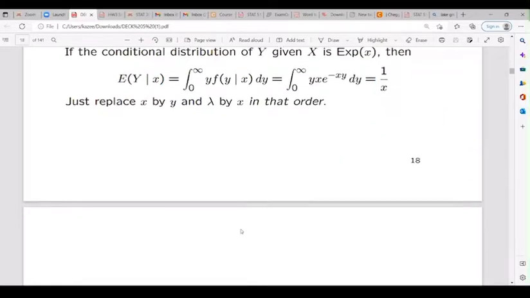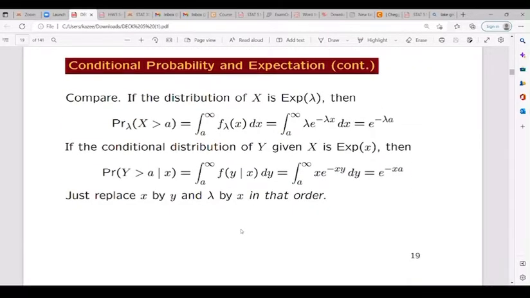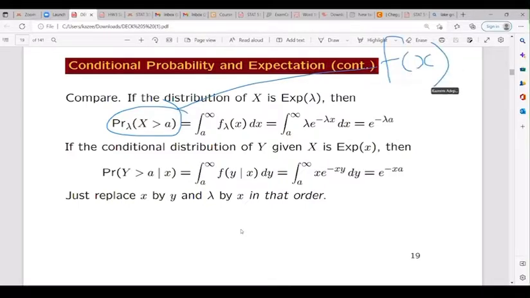Now I'm going to move on. Take a look at this. You want to find the probability of x greater than a. Of course, for the probability of x greater than a, you're going to use f of x, the marginal distribution of x, whatever probability you want to find. And x greater than a means you're going to integrate from a to infinity. What is f of x? This is f of x for the exponential.